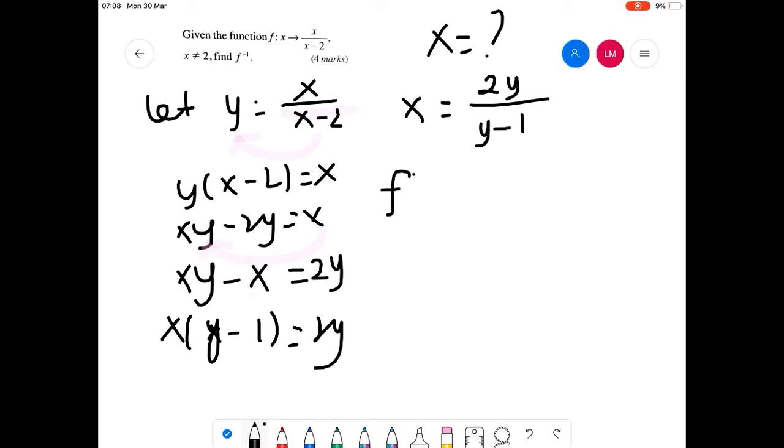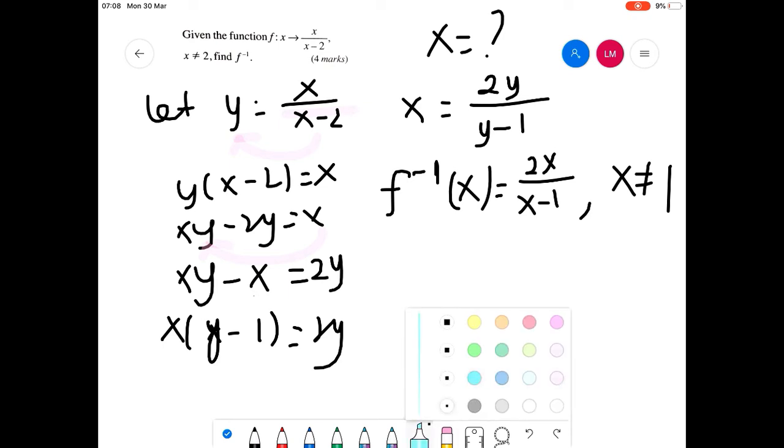Okay, now you just rewrite f inverse x. Directly from y you change to x, so 2x over x minus 2, where x cannot be equal to 2. Because when x equal to 2, this part is going to be 0. So here the denominator cannot be 0.